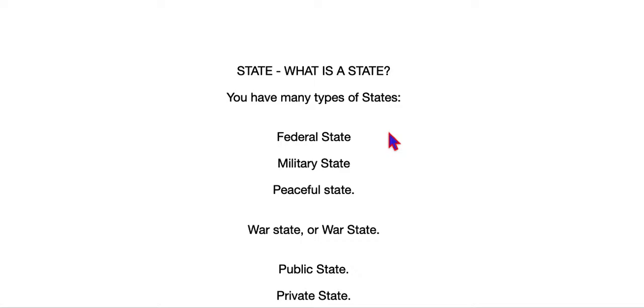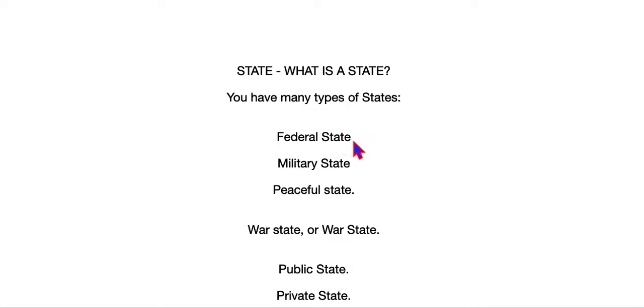So what is a state? We have different types of states. The government can only regulate classes of persons, and according to the Constitution, there's only a few classes of persons that the federal government can regulate.